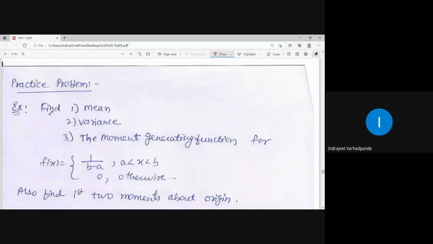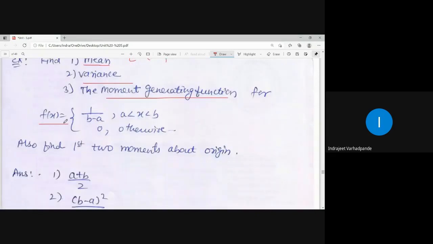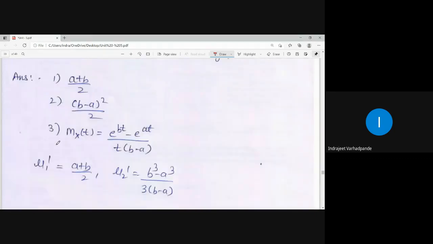So this is one of the practice problems which you should complete. What are we asked to find here? Mean is nothing but expectation, that is the arithmetic mean or the average, variance and moment generating function for the given f of x. It is 1 upon (b minus a), lying between a less than x less than b. So this is the example which we have completed many times. Mean you have calculated, variance also. The moment generating function will be given by this because we have to calculate the moment generating function. How to calculate the moment generating function? It is expectation of e to the power tx.